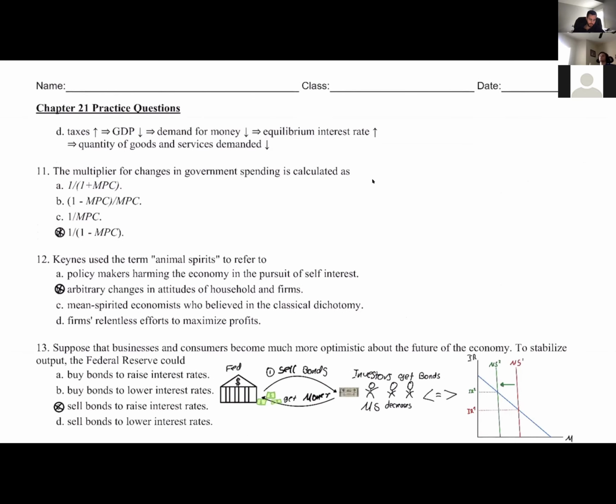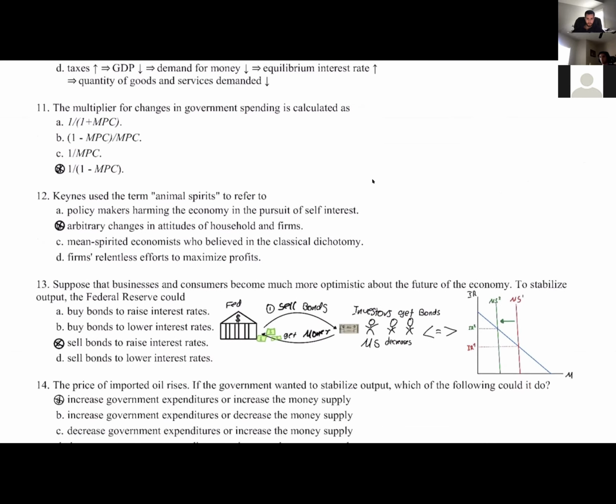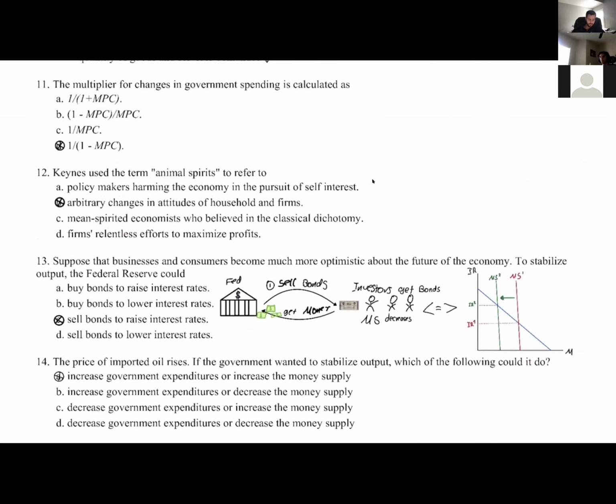Also, chapter 11 is just a present, so the multiplier for change in government spending, yeah, 1 divided by 1 minus MPC. This is kind of the reverse of what we just saw here. Suppose that businesses and consumers become much more optimistic about the future of the economy. To stabilize output, the Federal Reserve could sell bonds to raise interest rates.